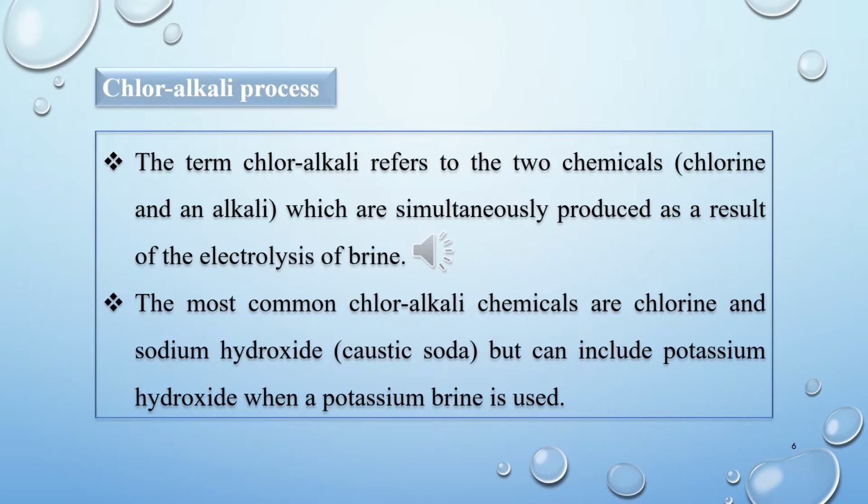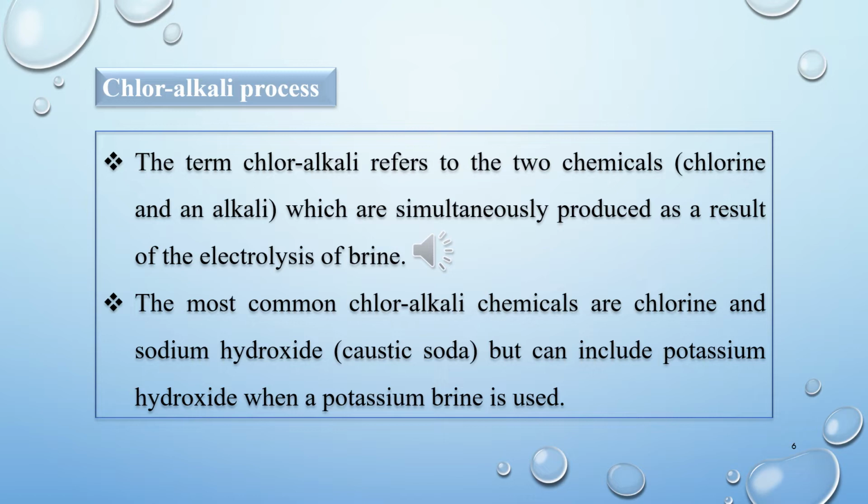He also said that in place of sodium hydroxide, you can have potassium hydroxide. But for potassium hydroxide, just as you use sodium chloride for making brine for sodium hydroxide, you will use potassium chloride, so that you will have potassium hydroxide as a base, and chlorine. These are the two important points for the chloralkali process.